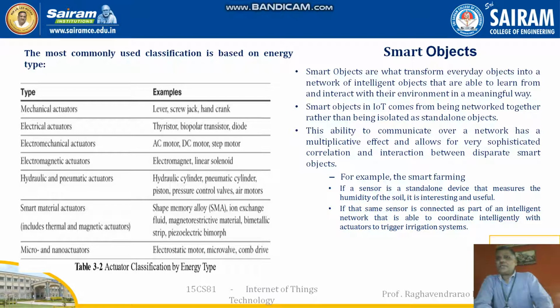The sensor is a standalone device that measures the humidity of the soil. It is interesting and useful. If the same sensor is connected as a part of an intelligent network, then it is able to coordinate intelligently with the actuators to trigger the irrigation system also. That shows how the data should get forwarded next. The data is collected, but what next? That intelligence is going to be provided by the smart objects.